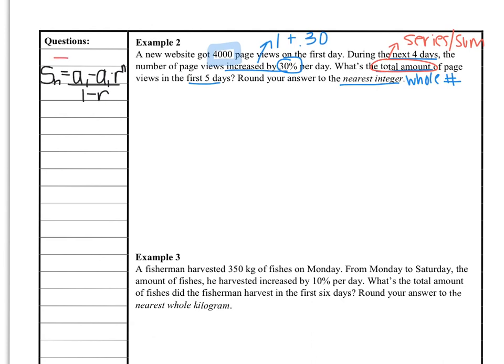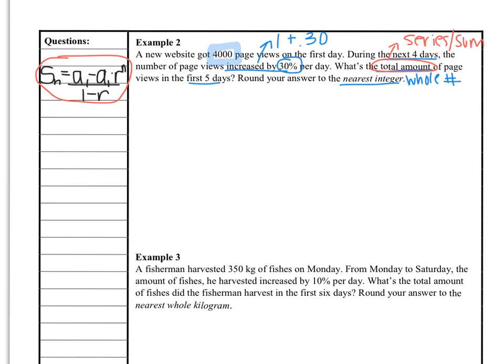So we're going to be using this geometric series formula, again, located on your reference sheet on your Regents exam. If it said how many views were there on the 5th day, then you would just use the regular one without the fraction. So just the one that we learned before. But since it says total amount, we've got to make sure we're using the sum formula.